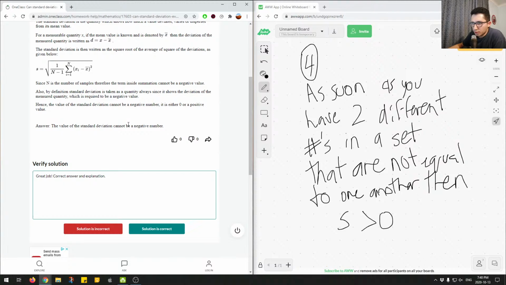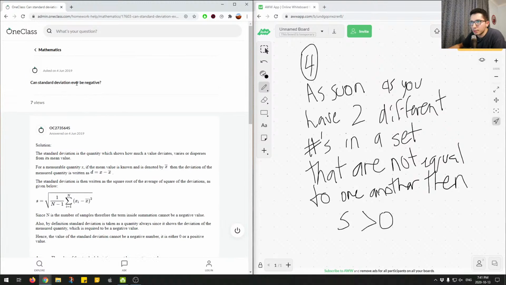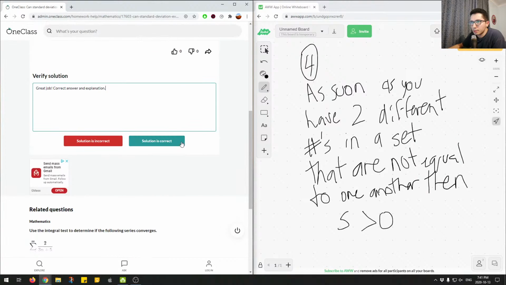And we'll move on to the next question. So this question is more of a knowledge-based question, and sometimes just using this equation to think about why standard deviation can be negative. You can also just think about it in general terms. What does standard deviation represent? That can also help you think about this question. So I'll mark this as correct.